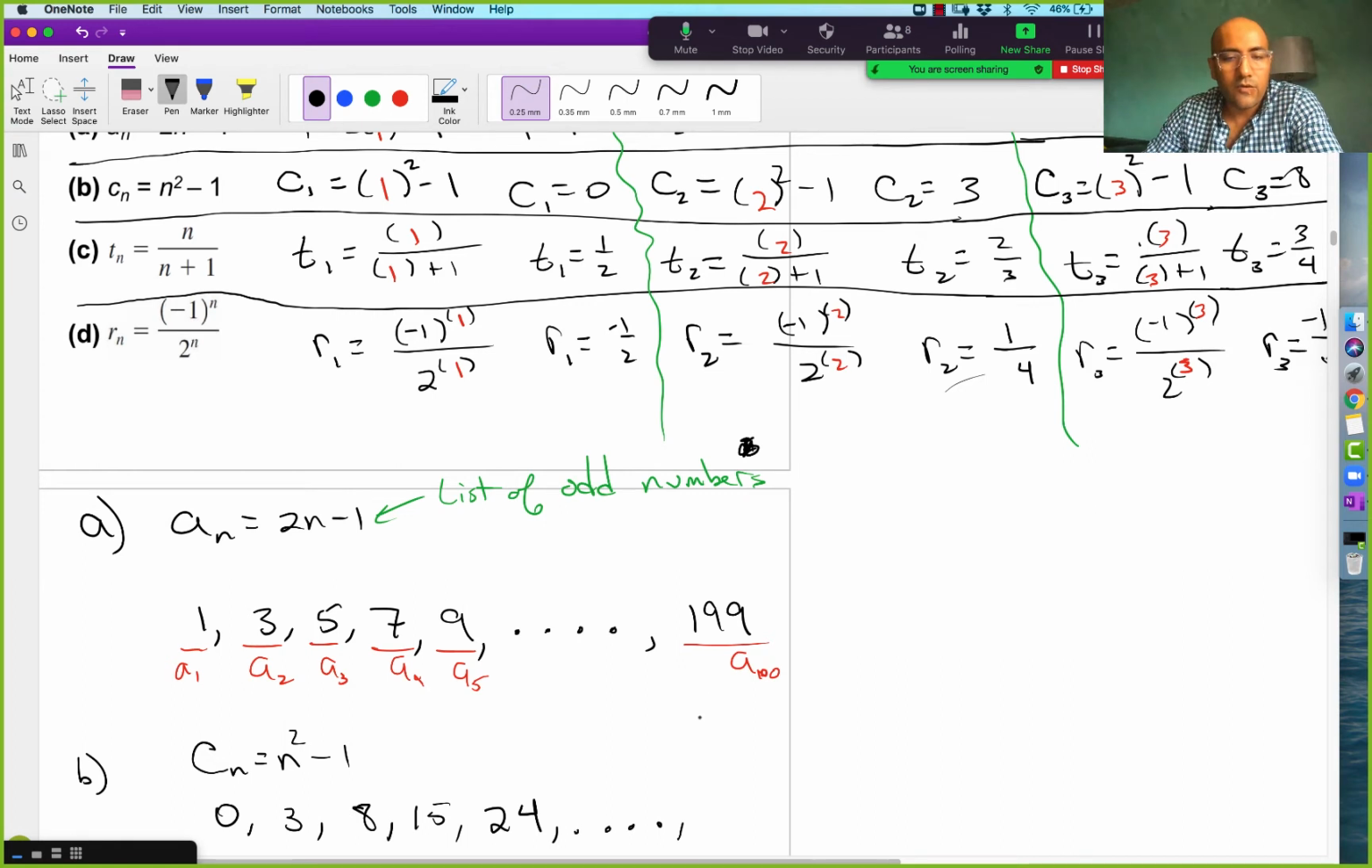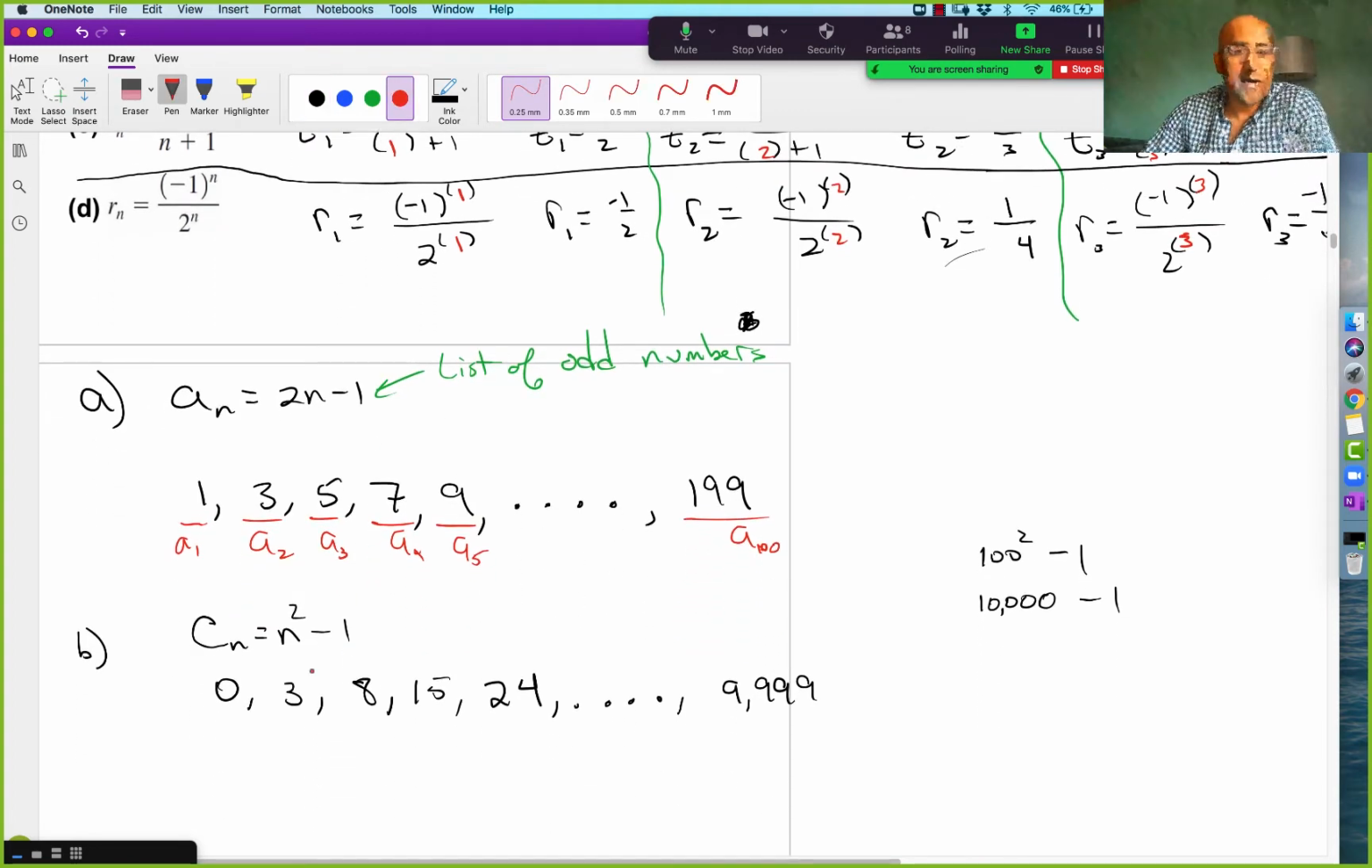So the 100th term is going to be equal to 100 squared minus 1. So that's 100 times 100, which is going to be equal to 1 with 4 zeros minus 1. 1 with 4 zeros is 10,000. So this is going to be 9,999 is the 100th term.